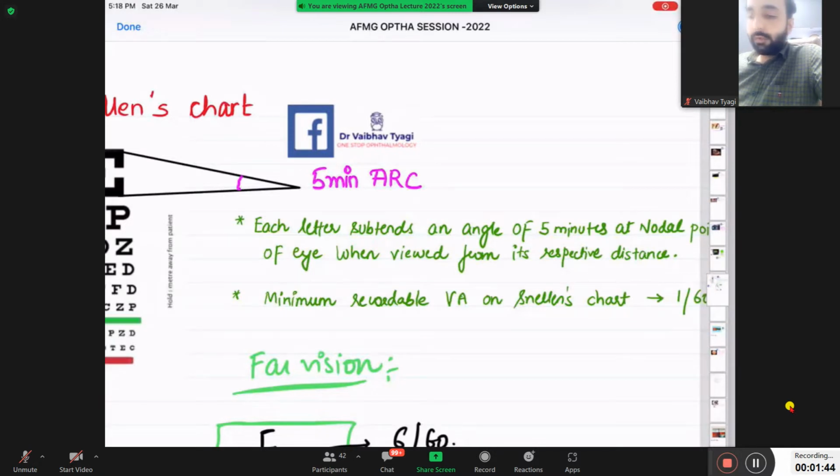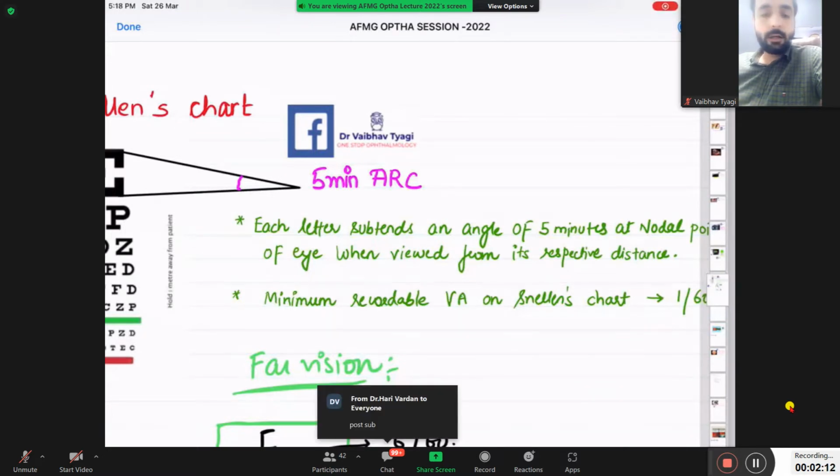And now you will tell me which type of cataract, present at the nodal point of the eyeball, causes maximum visual disability to the patient. Answer me in the chat box, please. Posterior subcapsular cataract, right? Good.